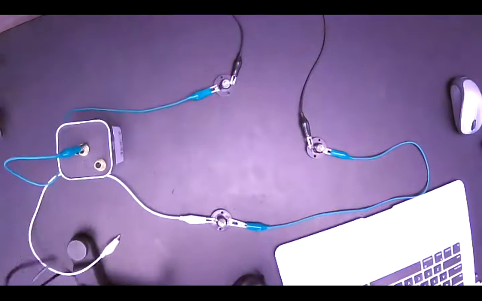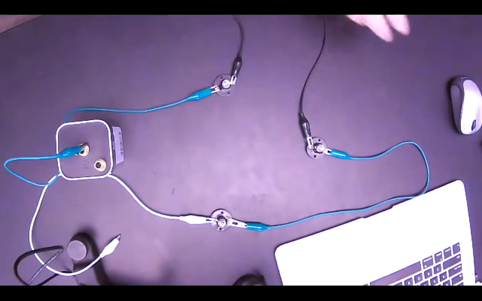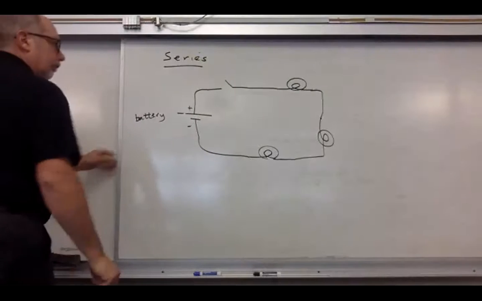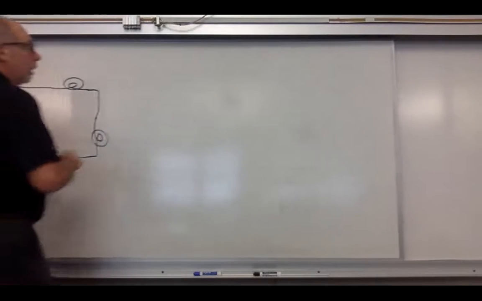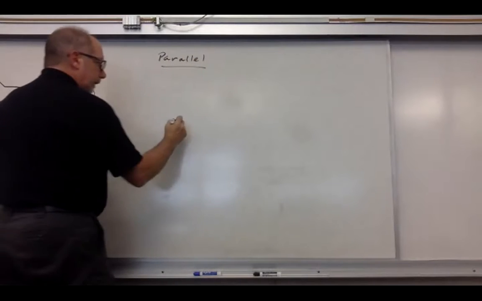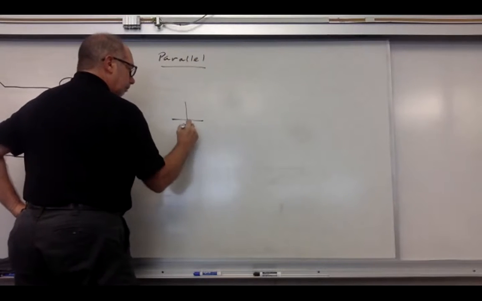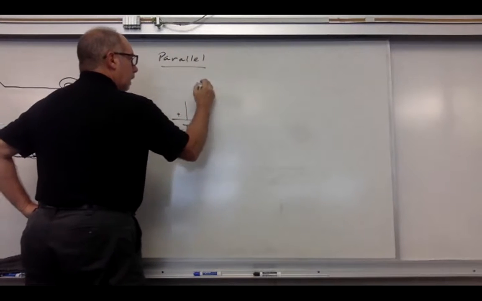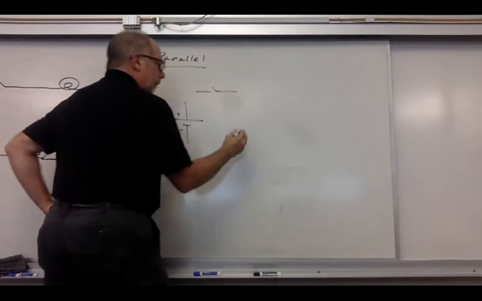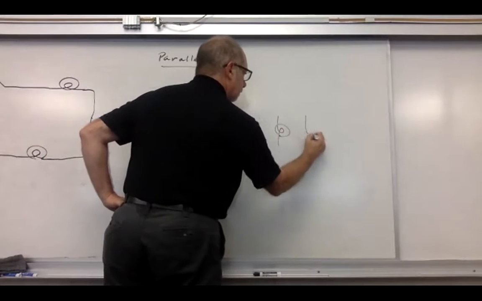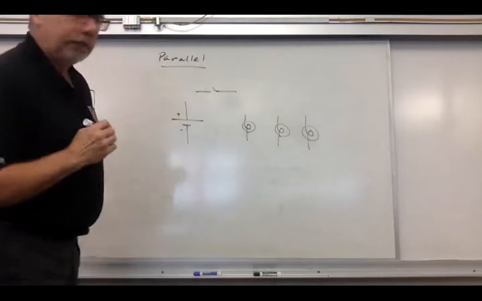Open the switch. The second kind of circuit that I'm going to have is called a parallel circuit. Let me change cameras again. A parallel circuit looks like this. I'm going to have a battery once again, positive terminal, negative terminal. If I had a switch, I would put it here. And then I'm going to put the light bulbs like this.